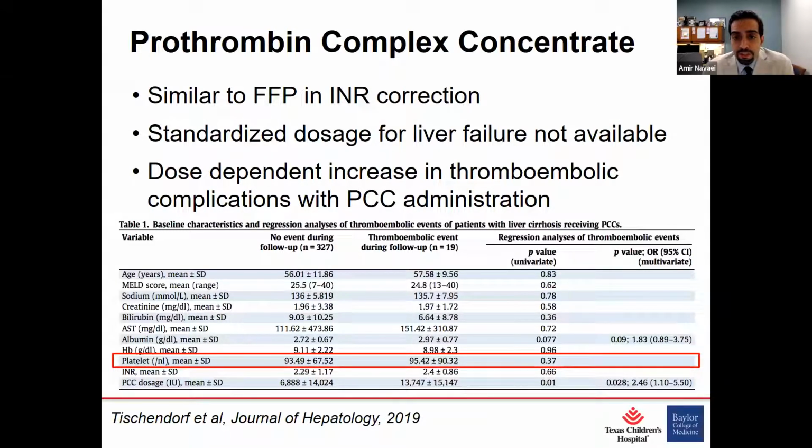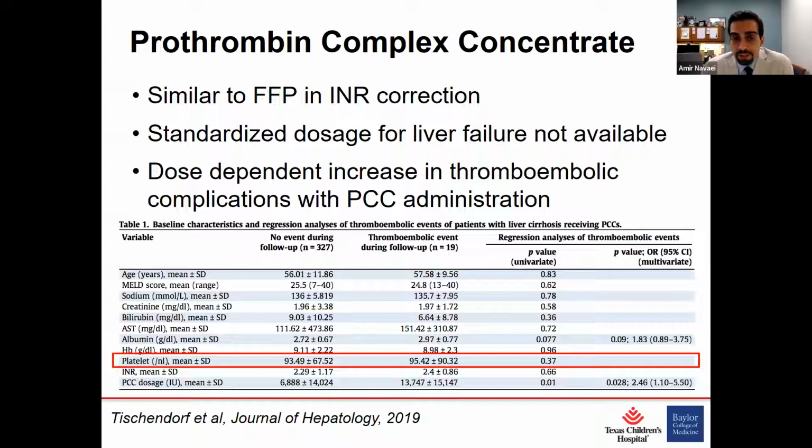Prothrombin complex concentrate, with the commercial name K-Centra. It might have different names in different countries. This is also a factor concentrate that is FDA approved for vitamin K antagonist reversal. Similar to FFP, it has a good effect on INR correction. It has the advantage of having a lower volume.